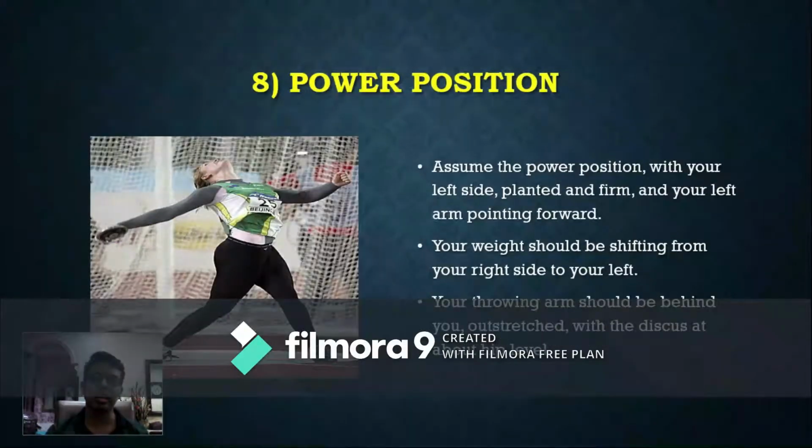Step 8. Power position. Assume the power position with your left side planted and firm and your left arm pointing forward. Your weight should be shifting from your right side to your left. Your throwing arm should be behind you, outstretched with the discus at about hip level.